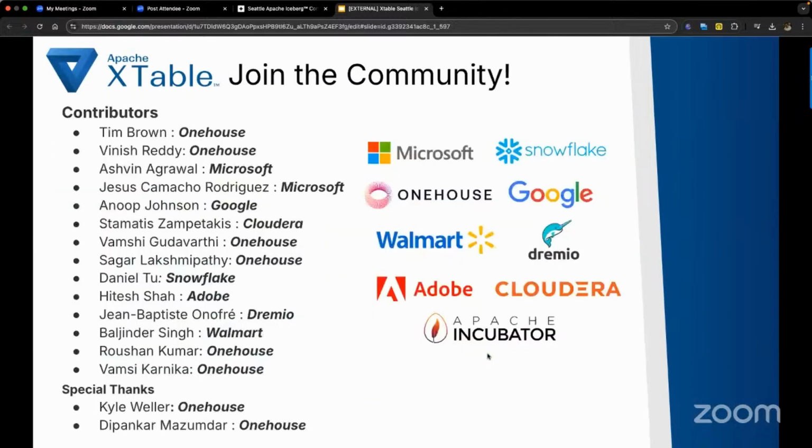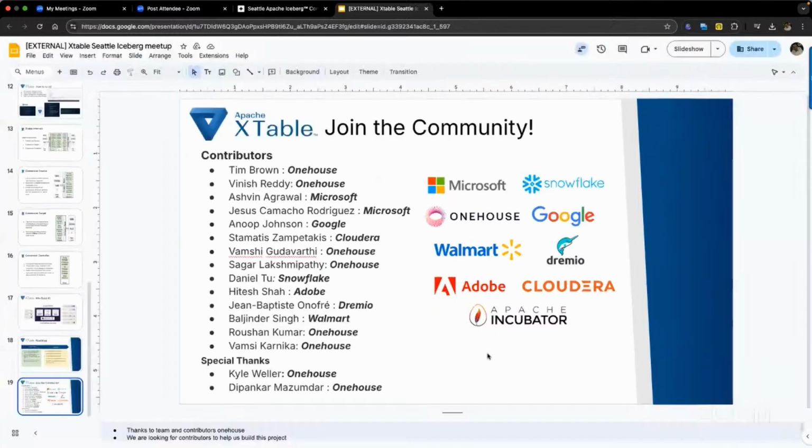So yeah, we really are looking for people to come and join the community. And these are the current contributors across many different organizations, OneHouse, Microsoft, Snowflake, etc. So, a big thanks to all the people across the industry that have currently contributed to XTable. And then special thanks to Kyle Weller and Dipankar for helping out with this talk. So thank you, everyone. I'll be passing now to Anand for the second part of this talk.